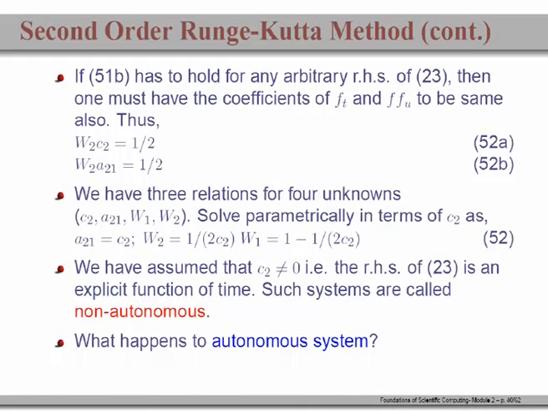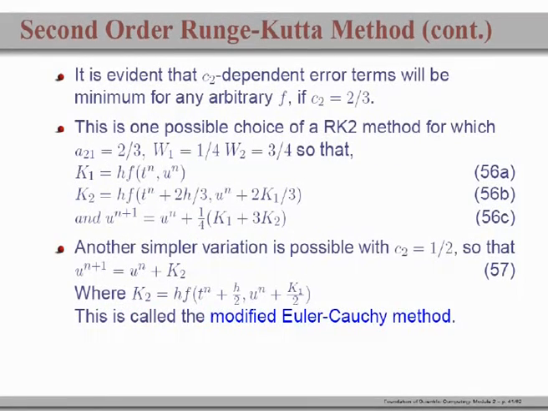And then what I need to obtain is just simply W2, and then I can get this solution in terms of K2 alone, because W1 equals 0. So, this is what is called the modified Euler-Cauchy method.